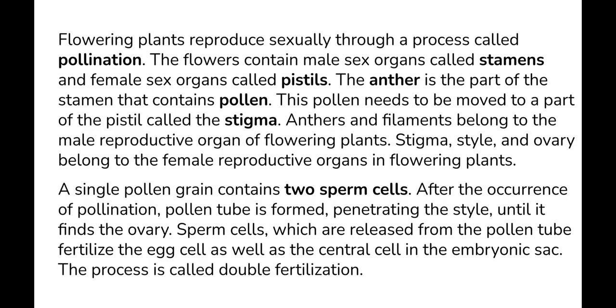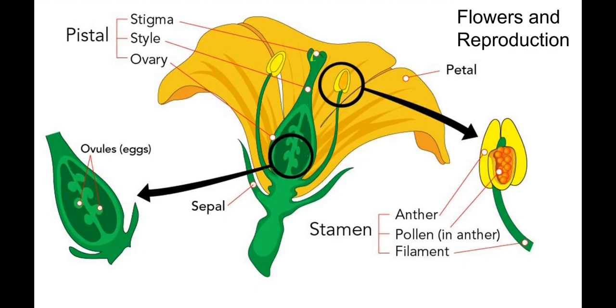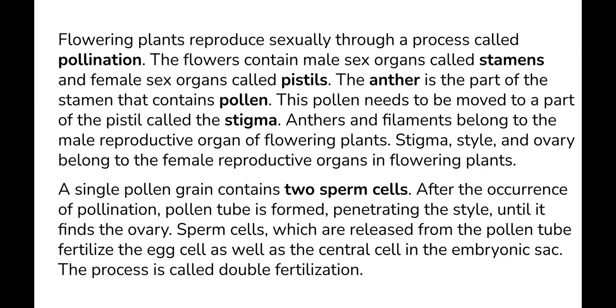So, as I said, flowering plants reproduce sexually through a process called pollination. Flowers contain male sex organs called stamen and female sex organs called pistils. The anther is a part of the stamen and it contains pollen. This pollen needs to be moved to a part of the pistil called the stigma, so it is sticking to the stigma. Anthers and filaments belong to the male reproductive organ of the flowering plants. Stigma, style, and ovary are female reproductive organs in the flowering plants.